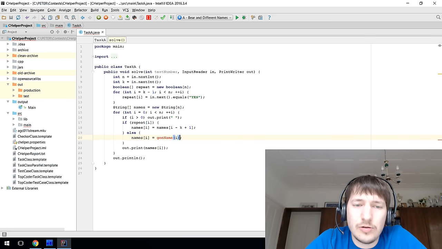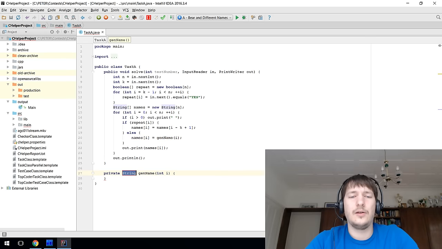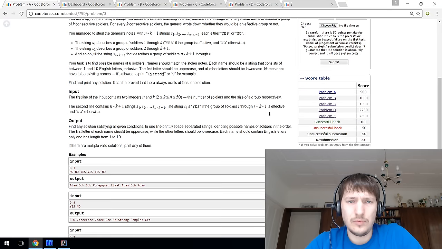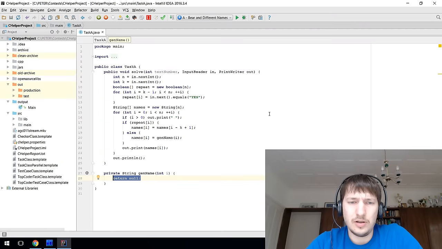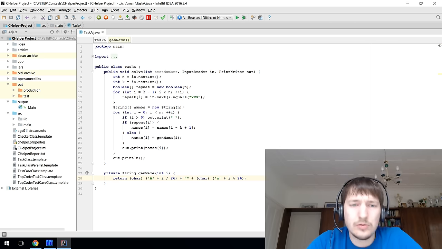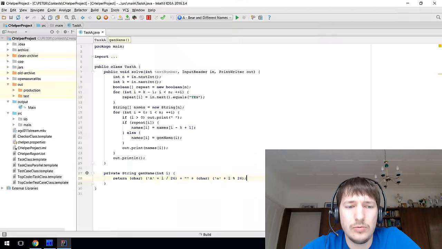So we just need to generate a unique name with a given number. So they can have first letter uppercase, all the rest is lowercase. Okay. So since we have at most 26 squared, we can just do this. Just take two characters like this, modulo 26. Okay, and that's it. That should be done. This should do this problem.